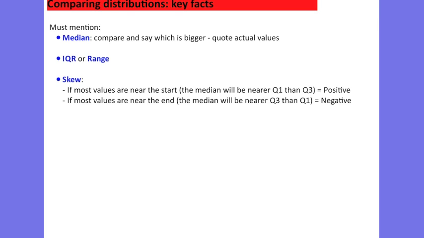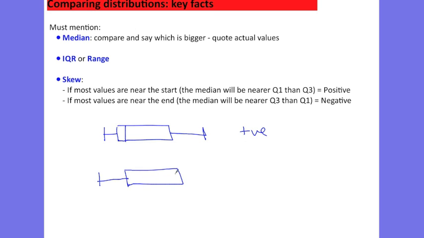A third thing you might want to mention is relation to skew. If most values are near the start, then this is a positive skew. If most values are near the end, this is a negative skew. And we can see this from box plot diagrams easily, where we have a box plot and Q1 will be nearer to the median. So a median at this end will be a positive skew. Whereas if we have a box plot and the median is at this end, closer to Q3, then this is a negative skew. So this might be something you can identify from the box plot when comparing.